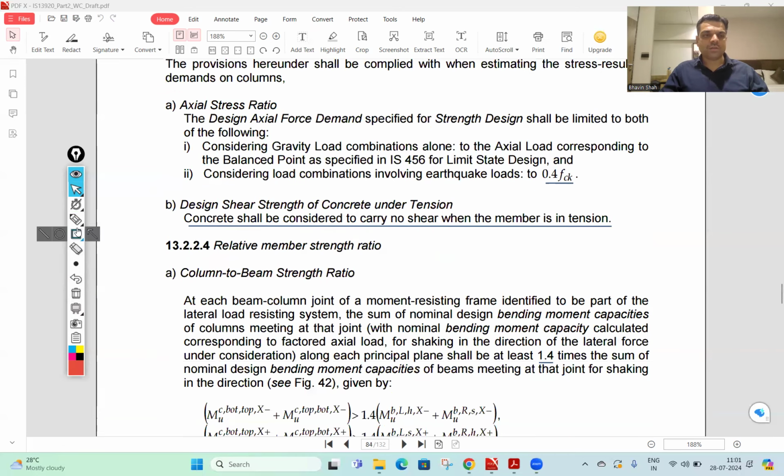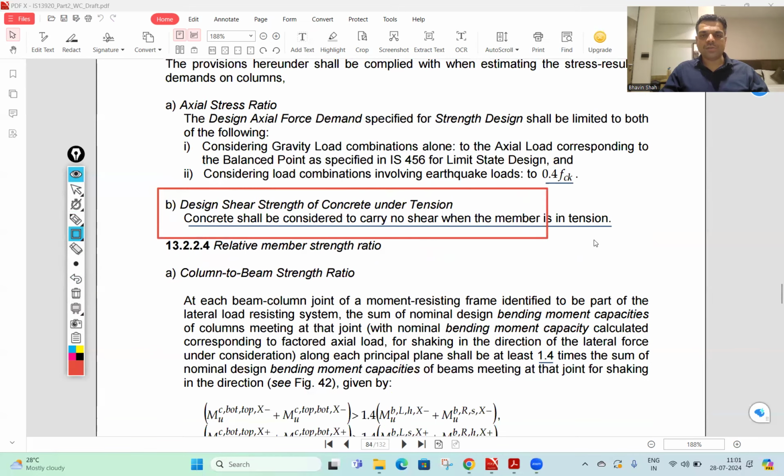Concrete shall be considered to carry no shear when the member is in tension. So if a column is under axial tension, in that case, the concrete portion shall be ignored for calculation of shear capacity.